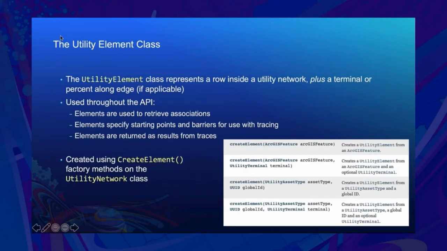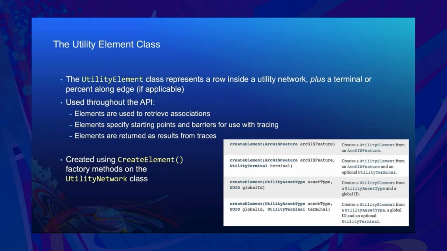So the second main class I want to talk about is the utility element class. The utility element class represents a row inside a utility network, and it may also be a terminal or a percent along of an edge. So this is used in many different places in the API. You can use it to retrieve associations. So you can say, tell me everything that's attached to this particular feature and this particular terminal.